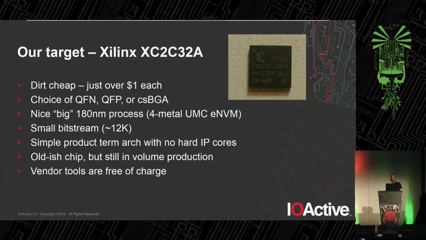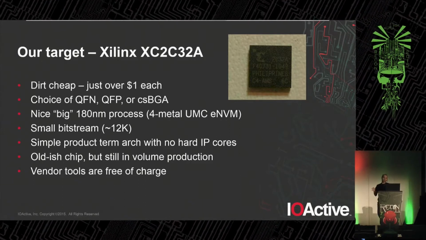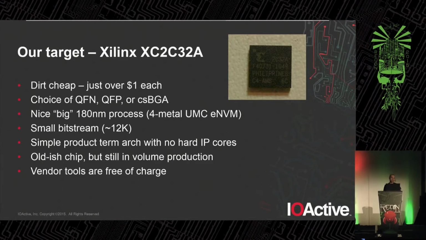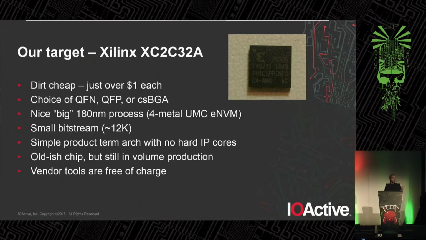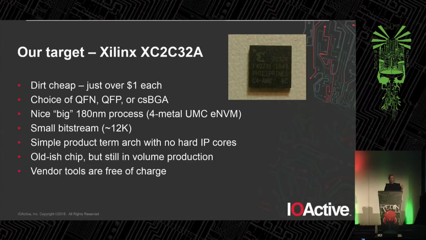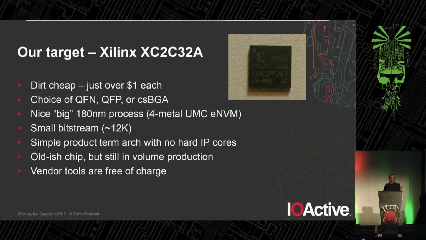So this is our target. It is the Xilinx XC2C32A. I chose it for a bunch of reasons. One is that it is very cheap. They're about $1.15 each on DigiKey in single units. As of a couple of weeks ago, I think the price just went up to $1.20 something. But they're still cheap enough you can afford to kill large numbers of them testing.